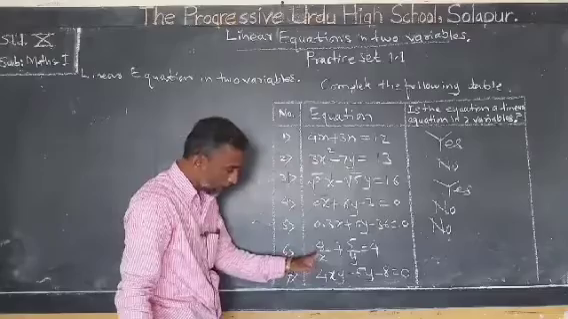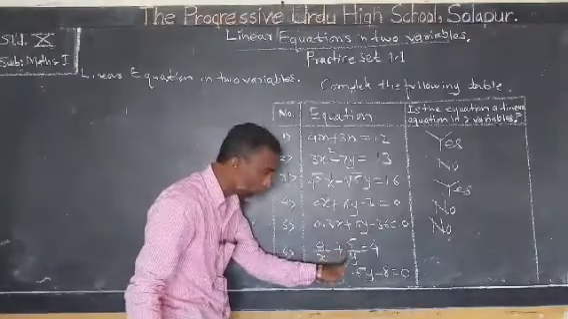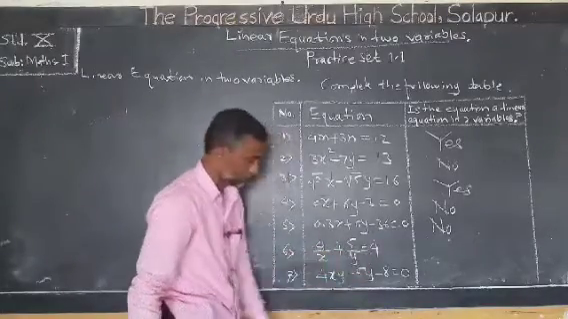Sixth one: 4 upon x plus 5 upon y is equal to 4.